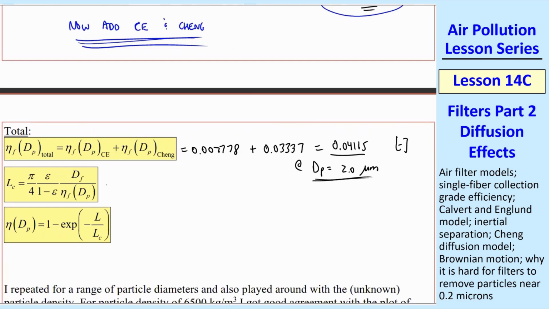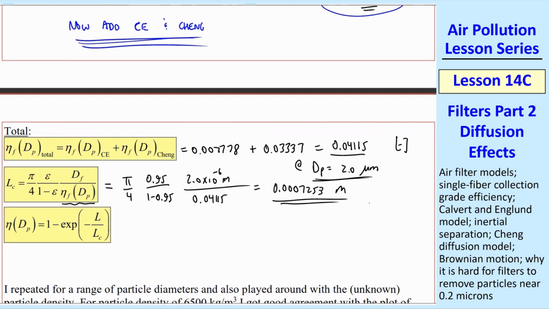Our LC now is the same as we had last time, except we're using this total A to F instead of simply the A to F from Calvert and Englund. Pi over 4 epsilon over 1 minus epsilon df, and then this A to F at our particular particle diameter. I get 0.0007253 meters, which is very small.